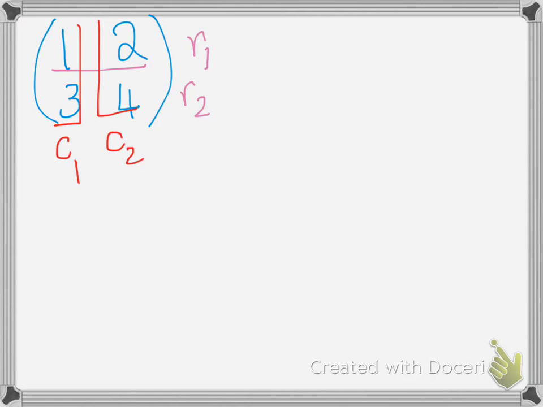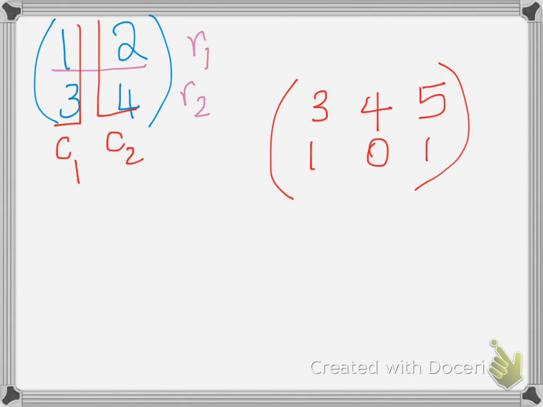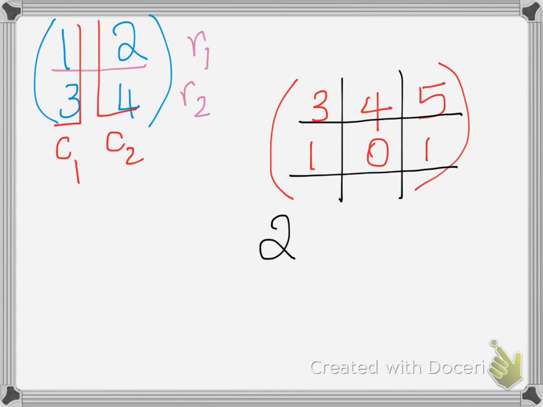Now, whatever matrix it is, you always read it row by columns. So, if you had a matrix that looks like this, you would read it as two rows and 3 columns. Now, the first number always represents your row, and the second number always represents your column. And this gives us the order of the matrix.